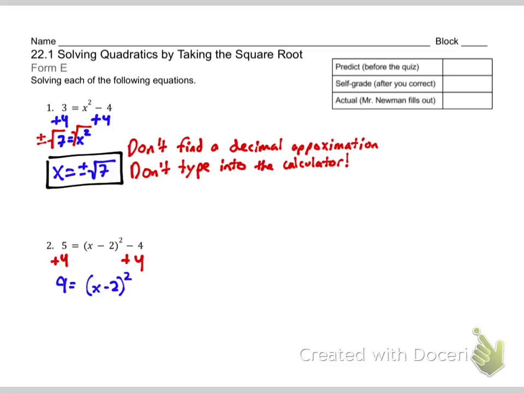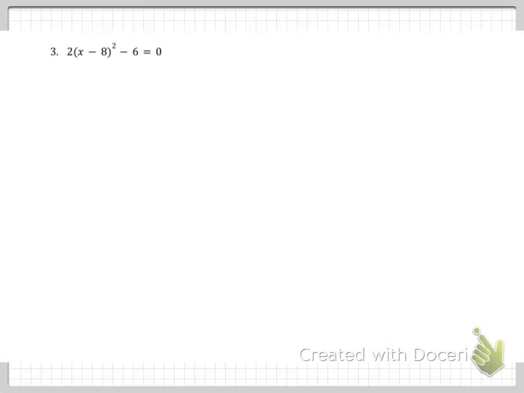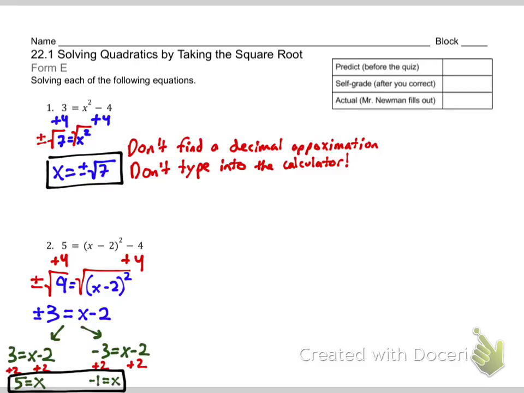All right, for this one, we're going to add 4 to both sides. So 9 equals x minus 2 squared. Take the square root of both sides, and don't forget your plus or minus. The square root of 9 is 3, so we write plus or minus 3 equals x minus 2. For this one, I'm actually going to split it up into 2 equations because we need to write both numbers. So positive 3 equals x minus 2, and negative 3 equals x minus 2. Now we can solve each equation, and we get 5 equals x and negative 1 equals x. Those are our 2 answers.